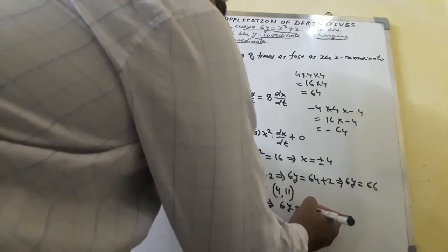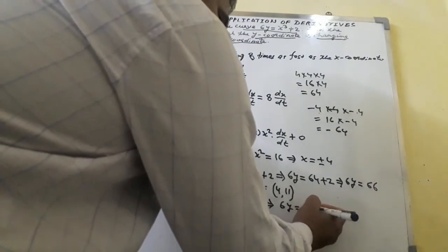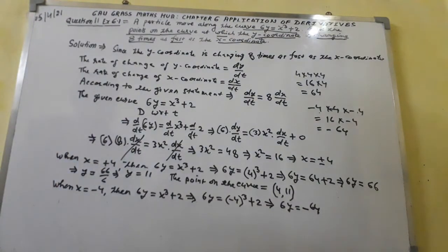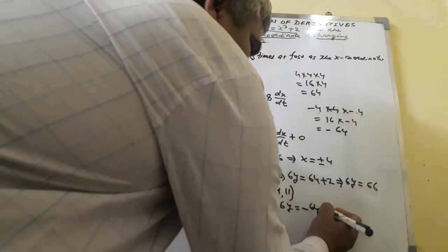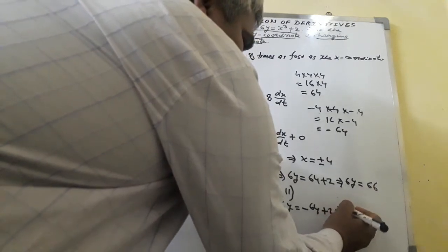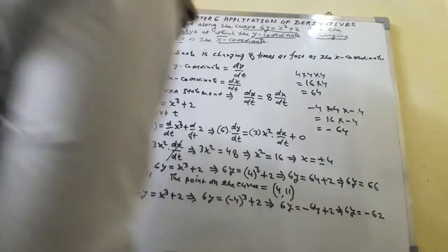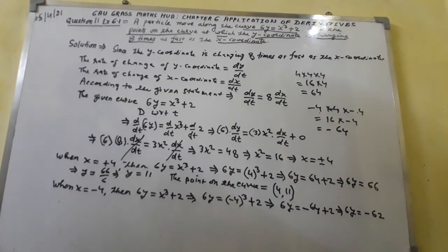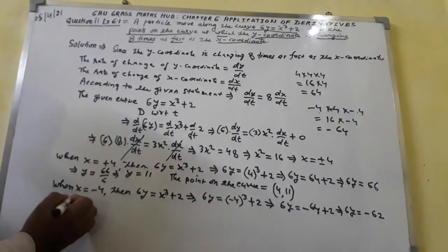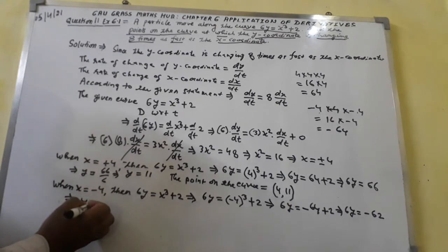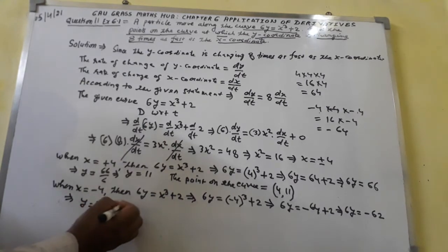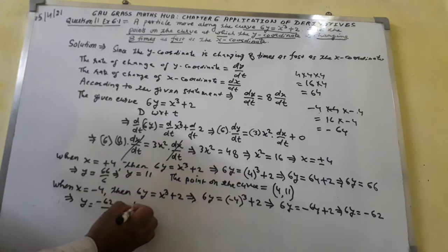So I shall get here minus 64. Minus 64 plus 2 comes out to be 6y equal to minus 62 I have got. 6y equal to minus 62 we have got. So y equal to, here I shall write implied that y equal to minus 62 over 6 comes out to be y equal to, now consider 62, get the prime factor of 62.